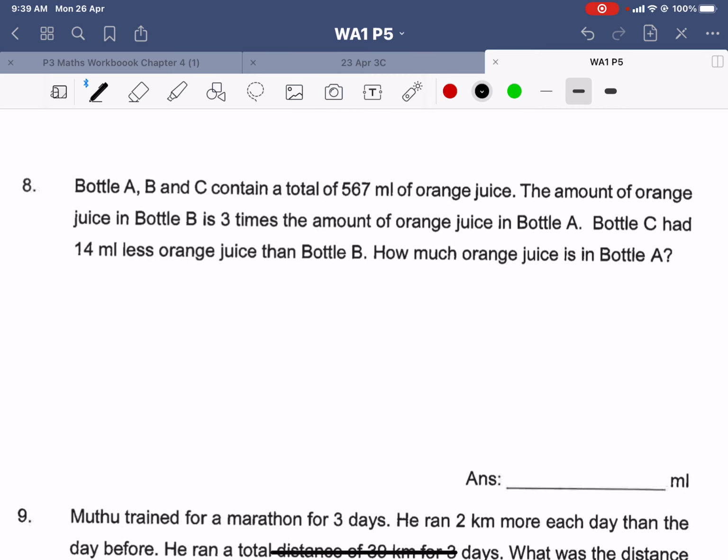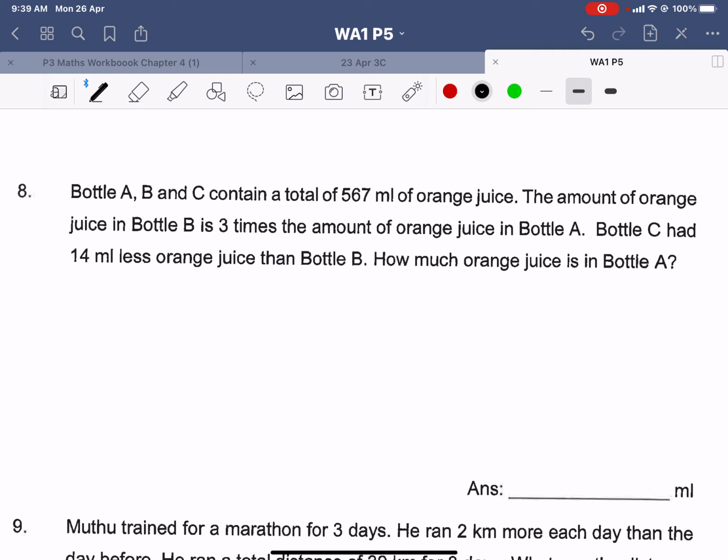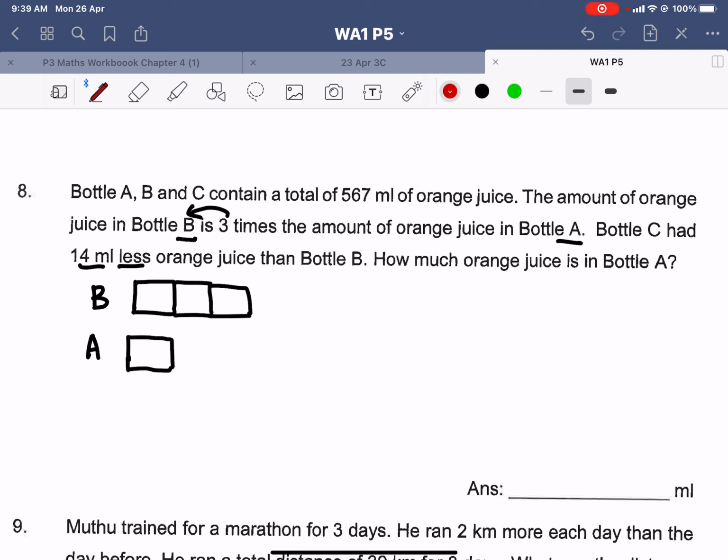Question number 8. Bottles A, B, C contain a total of 567 ml of water. Alright, so we're trying to compare orange juice. B is 3 times A. So this 3 times refers to bottle B. Bottle B is 3 times. Let's show the 3 times out, 3 times then bottle A. Now, bottle C had 14 ml less than B. So C is less than B by this amount. We do not know exactly how big the boxes are, but we know that it is shorter by 14.